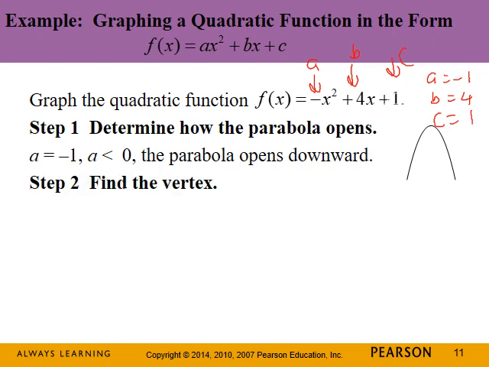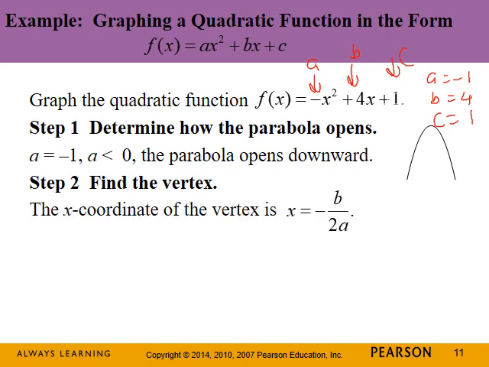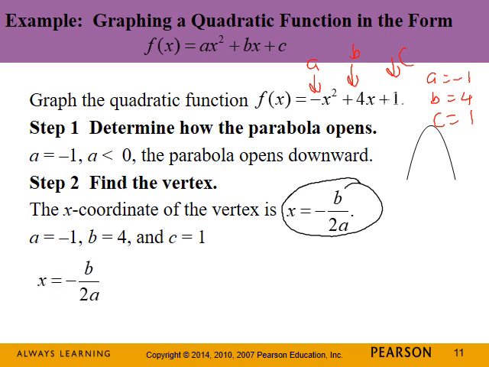Now we have to find the vertex. Remember, the vertex is based on the formula x equals negative b over 2a, or as I like to say it, the opposite of b over 2a. So you have the formula here, and we are going to just take the values for b and a, substitute them in, and solve. So we know that b is 4, so replace b with 4. We got b is 4 right here. We got negative 1 for a right here.